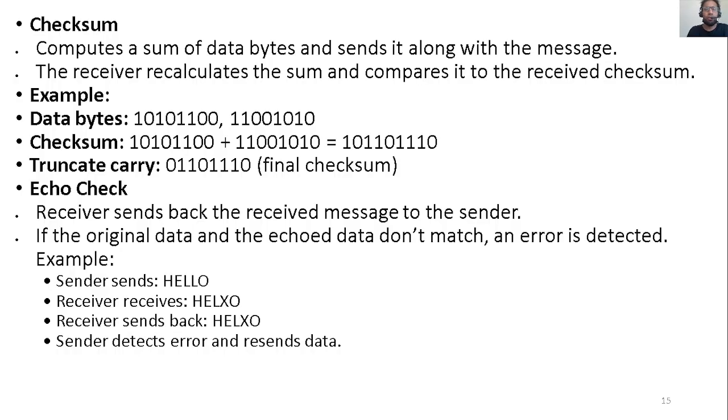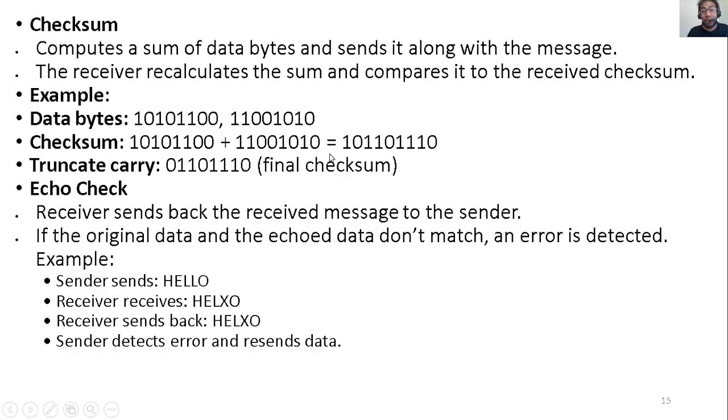Let's see one of the algorithms of the checksum. Checksum computes a sum of data bytes and sends it along with the message. The receiver recalculates the sum and compares it to the received checksum. For example, we are sending 2 bytes of data, and the first byte is 10101100. The second is 11001010. When we calculate their checksum, we add these values, and we get another 9-digit value.